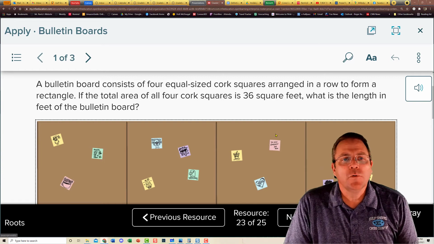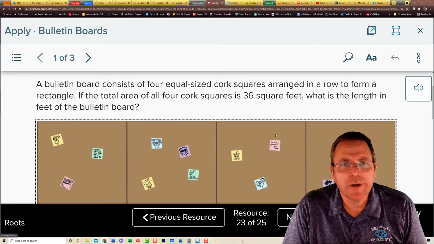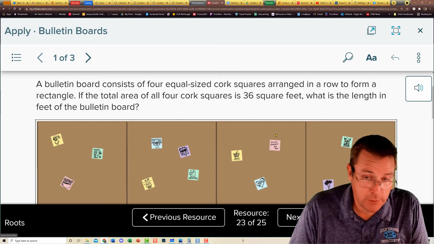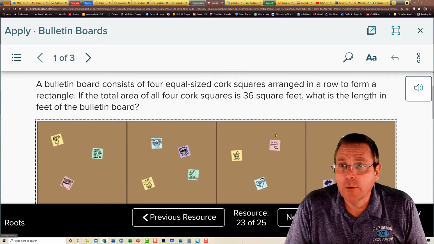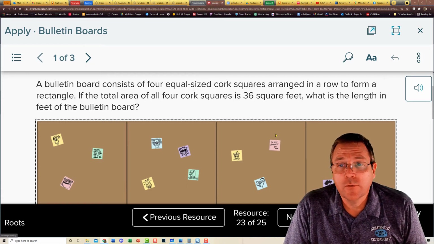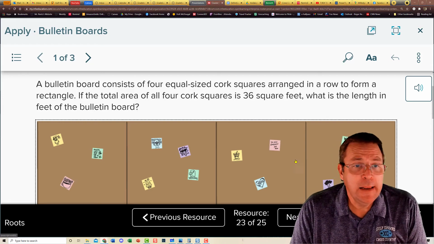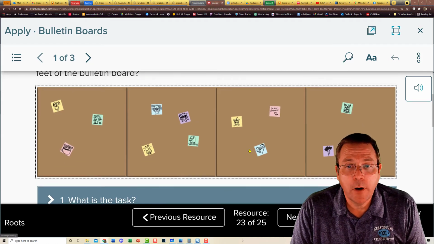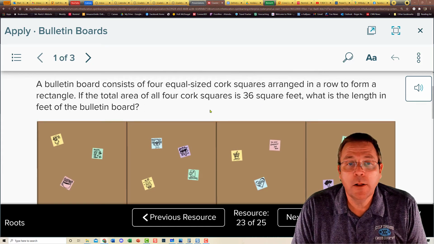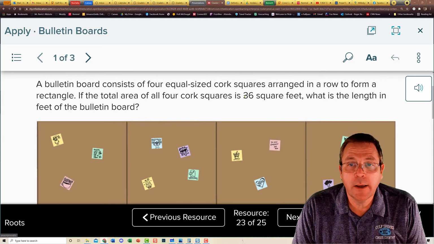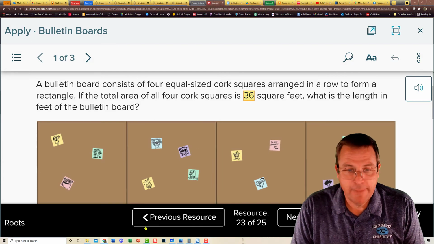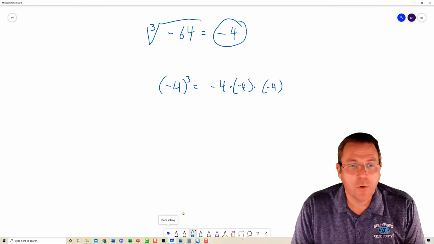And now it is time for us to do an apply problem. A bulletin board consists of 4 equal-sized cork squares, that square part's important, arranged in a row to form a rectangle. The total area of the 4 cork squares is 36 feet. What is the length in feet of the cork board? Alright, that's not going to be that hard to figure out. We're going to start off by acknowledging that all 4 of these combined is equal to 36 feet. That is where I'm going to start when I work my problem.